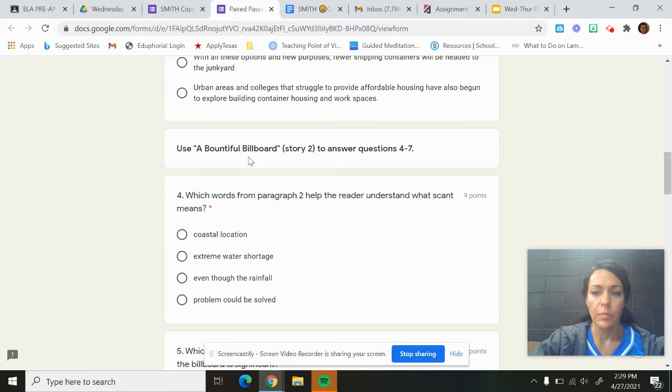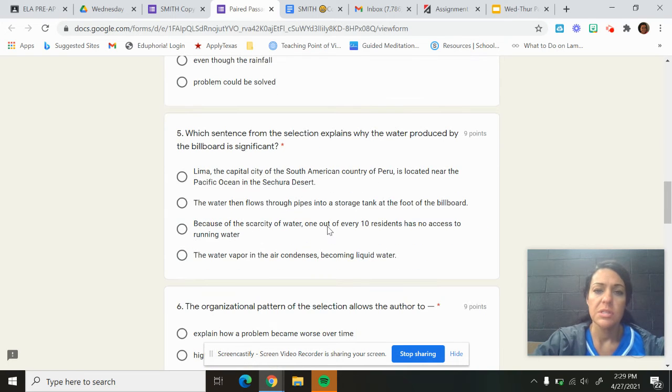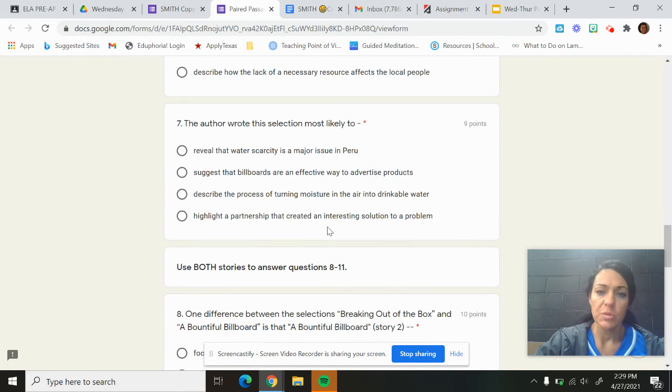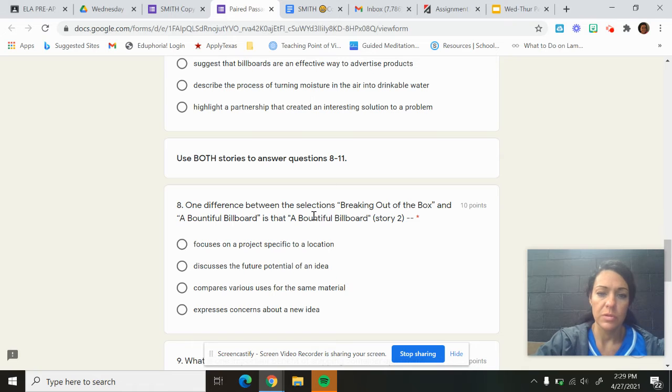And then this is for a bountiful billboard, the second article. Which words, oh no, my computer's dying. Which words from paragraph 2 help the reader understand what scant means? Which sentence from the selection explains why the water produced by the billboard is significant? The organizational pattern of the selection allows the reader to. The author of the selection most likely to. And then this is with both stories.